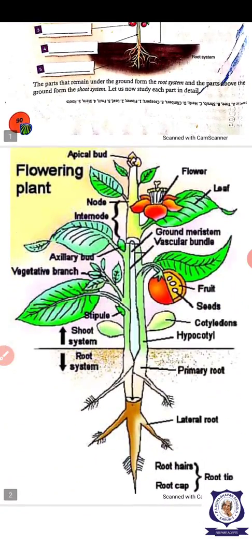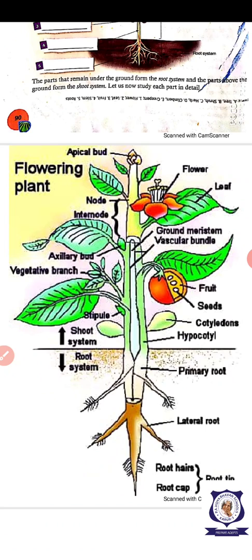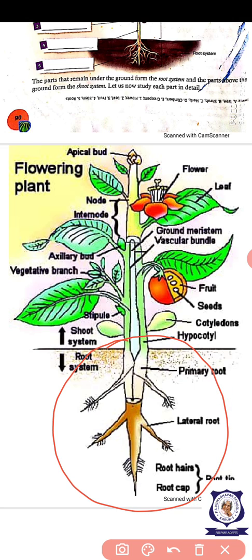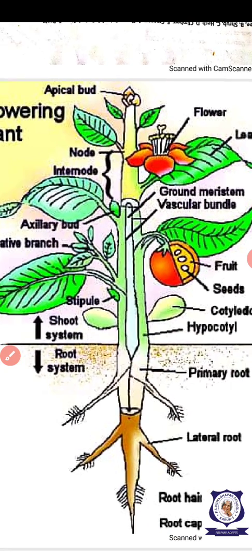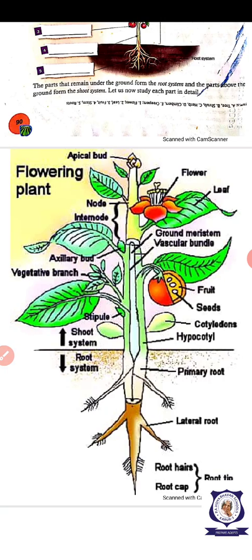Now you see in this picture, the parts are correctly marked. There is a root system. The root system has a primary root, lateral roots, root hairs, root cap and all. Now the shoot system has the branches, the leaves, the apical bud, the vegetative bud, the flowers and the fruits. Isn't it? So, these are all the parts of the plant. The buried part is called the root system, you know.